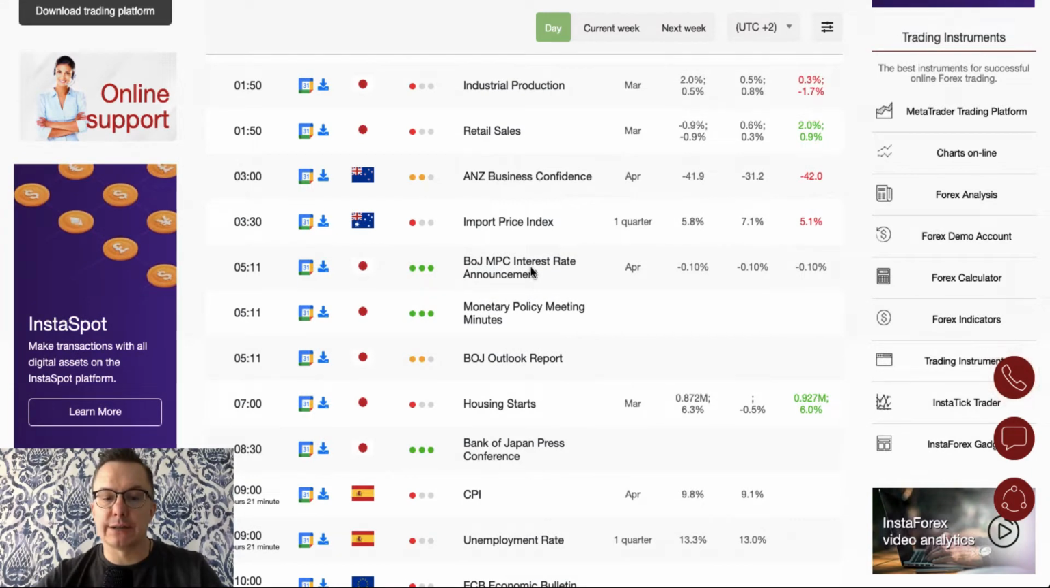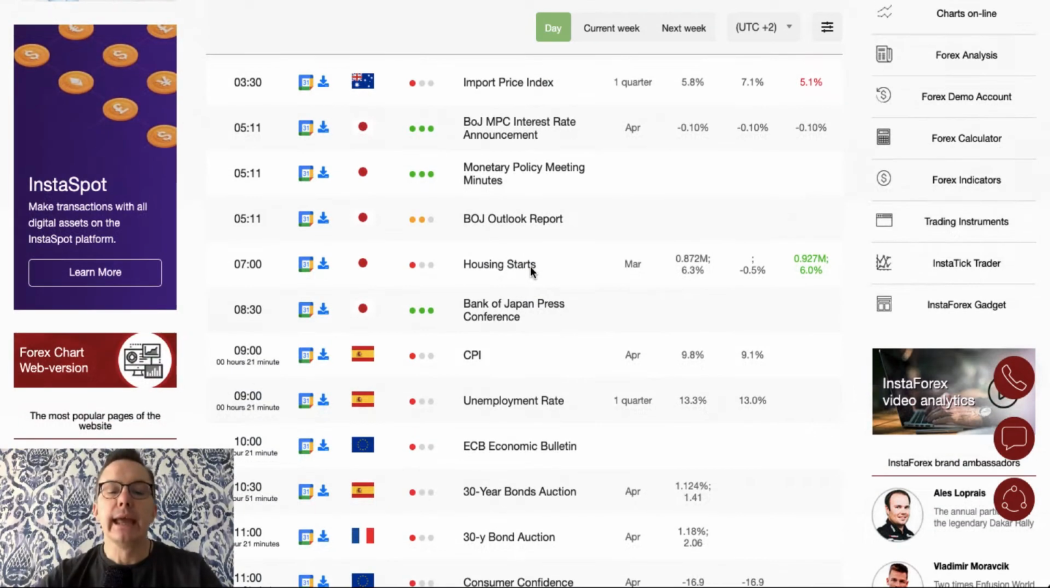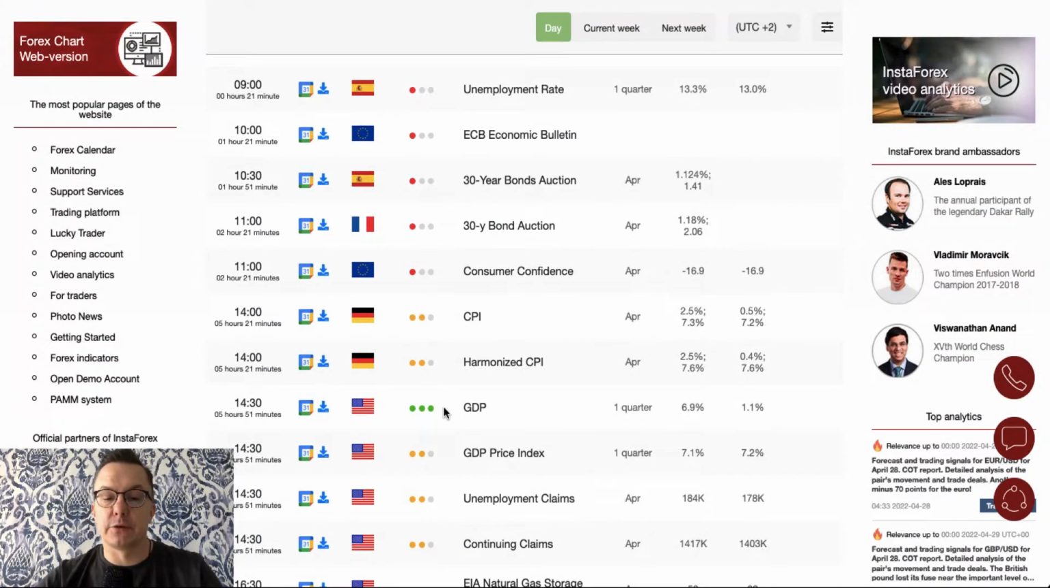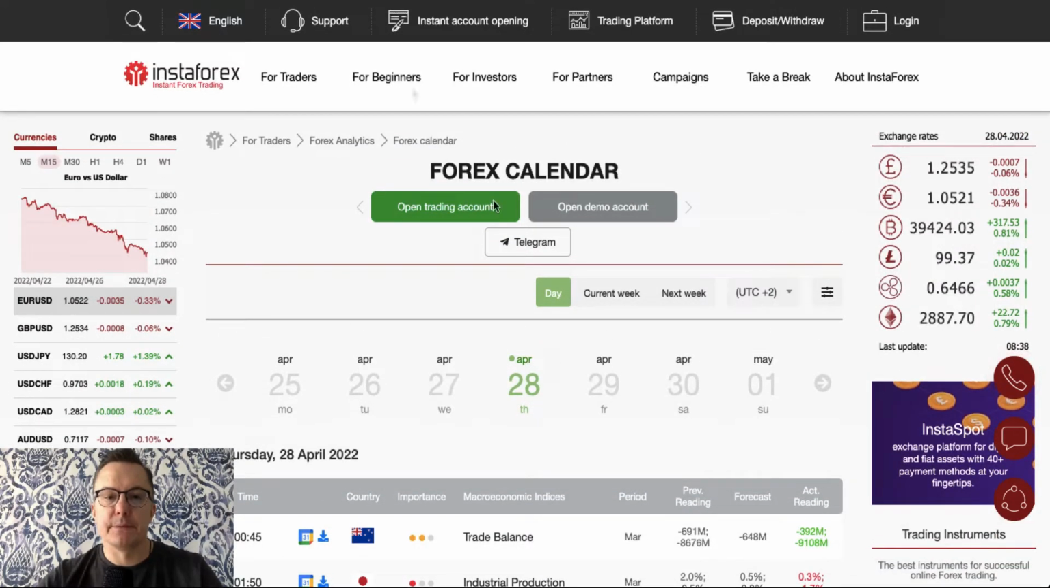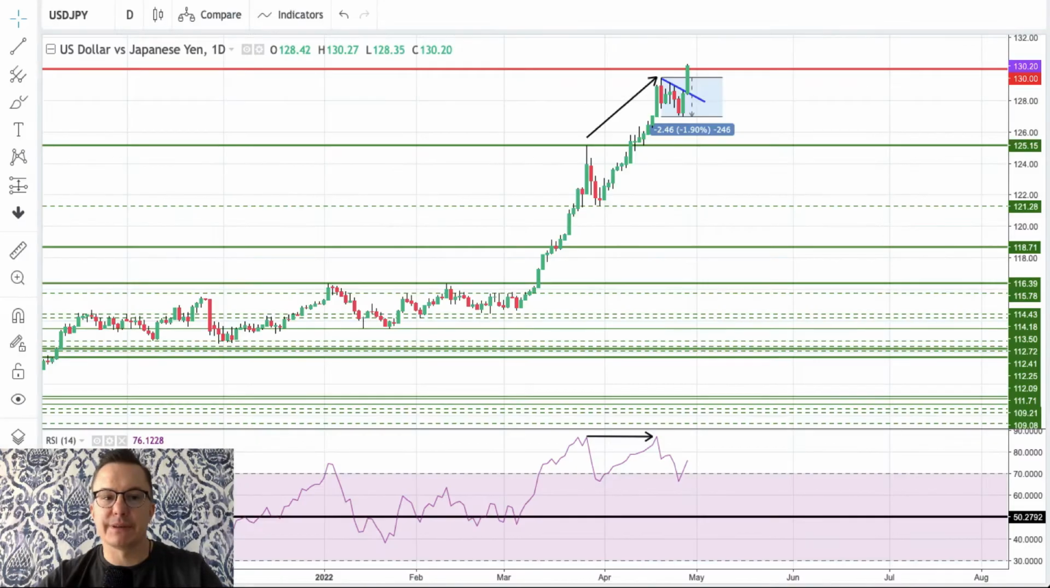So we should take a look at the Japanese yen. Definitely we should take a look at the Japanese yen. And then of course we will take a look at some euro related pairs and maybe some S&P and other indices. So let's take a look at the US dollar to the Japanese yen.